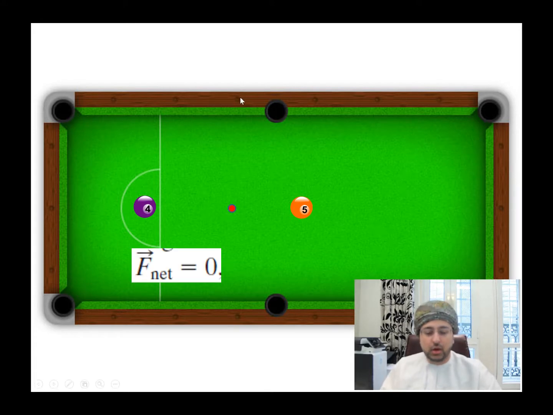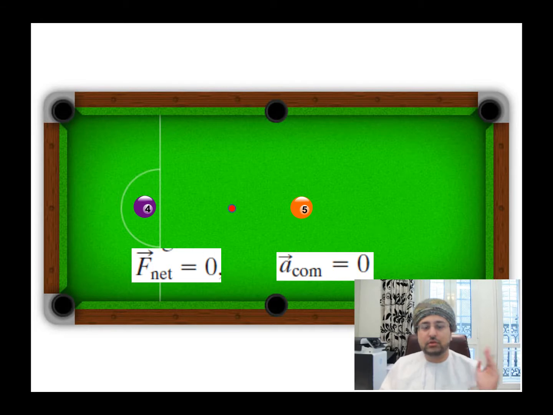Why? Well, our F net external is 0, correct? So F equals ma. But if F equals 0, then A is equal to what? 0 has to be equal to 0, and the total mass is not 0. So the only thing that's possible to be 0 is acceleration. We can take this as a rule, and we'll do that right now.